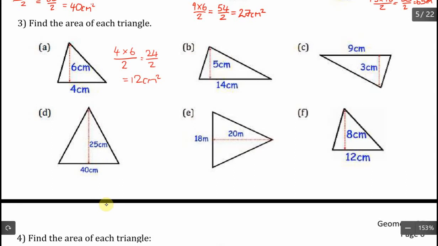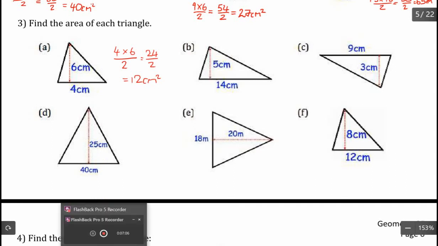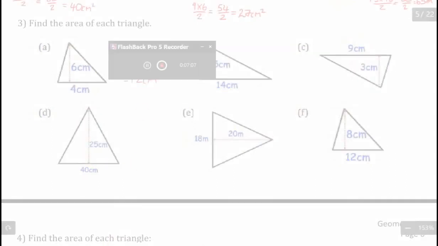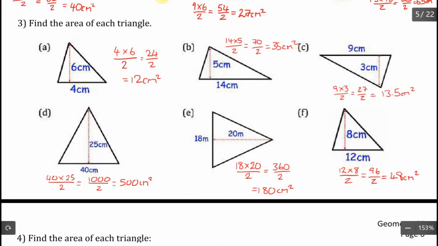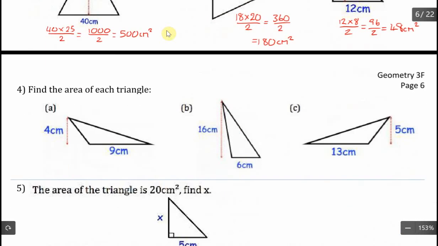Okay, I'm going to do the rest. You pause the video and reveal when you want to see the answers. Okay, there's the answers to question 3. I'm going to do the next page on the same video as well, because it's the same skill.